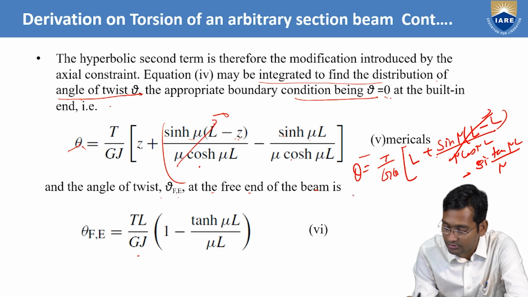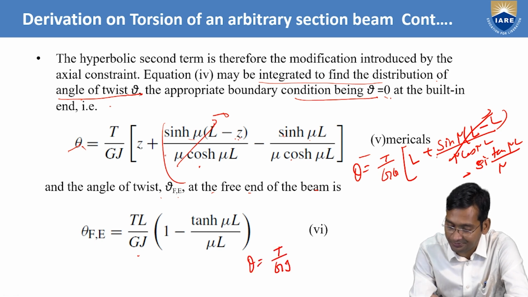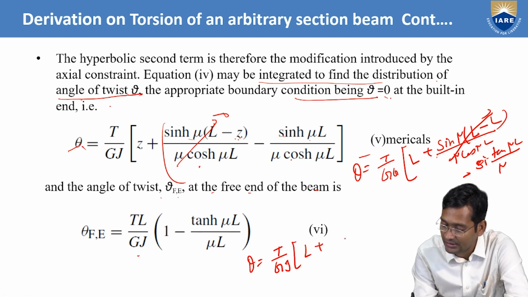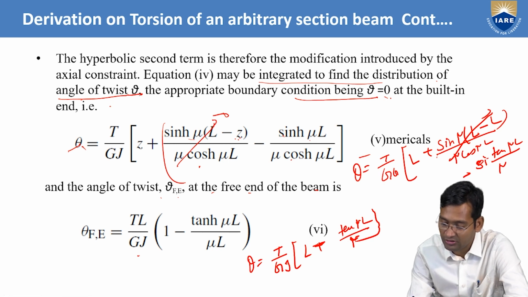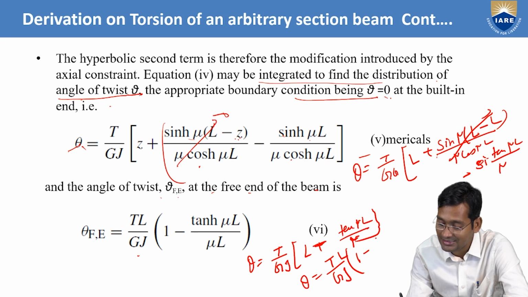So now after this what you will get? Theta equals T by GJ into L plus, here this is minus, so L minus tan mu L by mu, right? This will be there. Now take L common, so with this term L is not there, so what we will have? Theta equals T by GJ, L also common, means here what is left? 1 minus tan mu L by mu L.